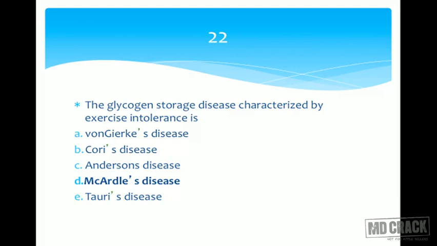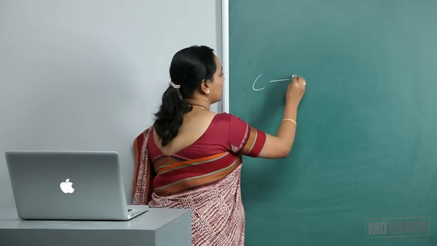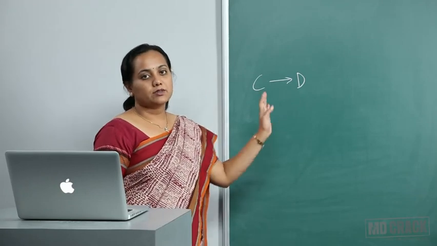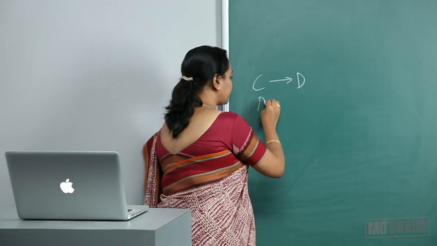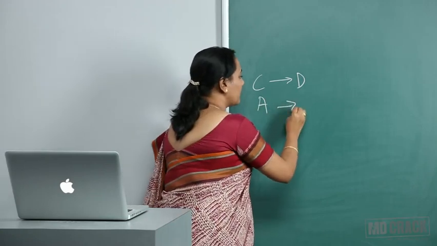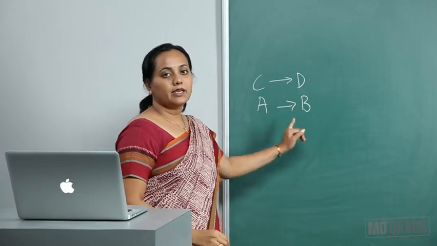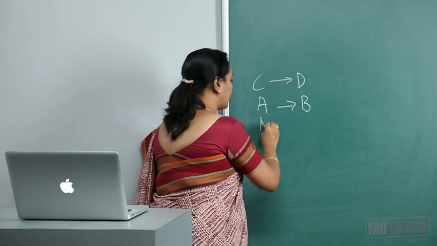Von Gierke's, please remember, it is always glucose 6-phosphatase. Cori's is debranching enzyme, because some people remember it as CD. Cori's is for debranching enzyme. Then Anderson's is for branching enzyme. This will be debranching, CD, AB. A is for Anderson. It causes branching enzyme deficiency.